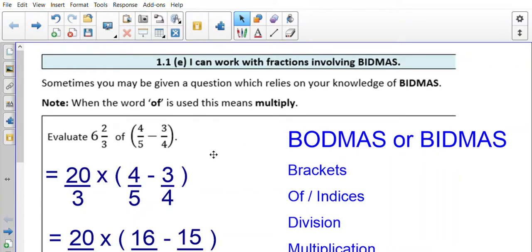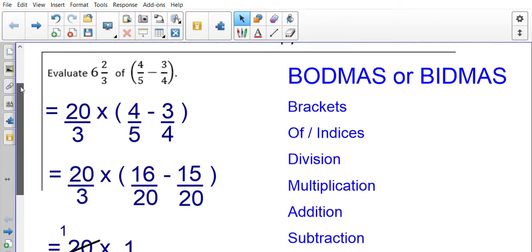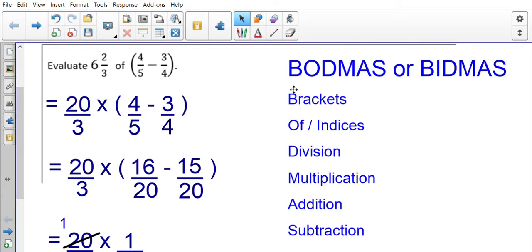This is a video about fractions involving BODMAS, also known as BODMAS. Just to remind yourself of what BODMAS is all about: BODMAS is the order of operations, and you always start with brackets. So if your sum has brackets in it, first you do that. Then either the of, or if there's indices involved, division, multiplication, addition, and then finally subtraction.